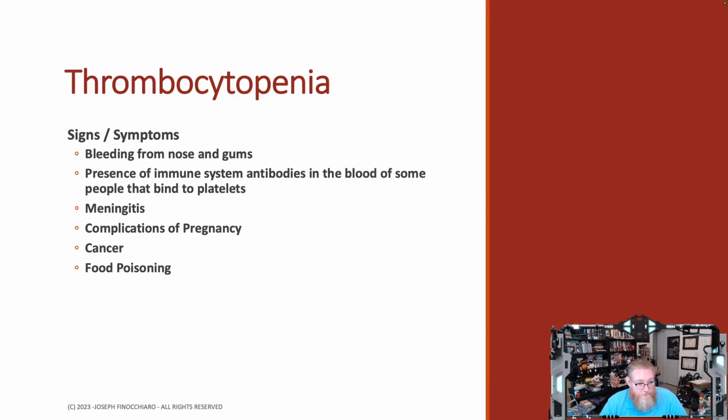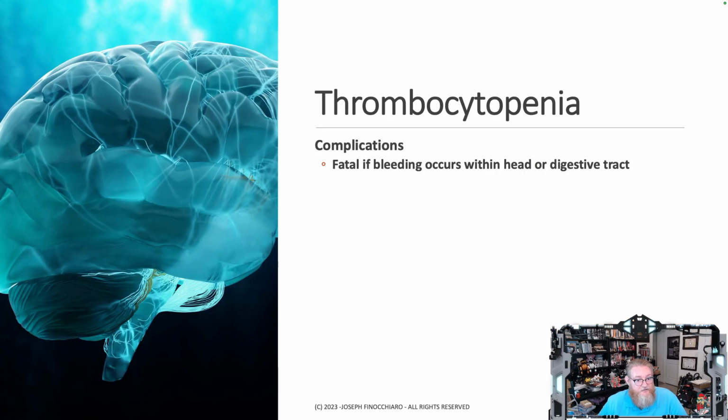Signs and symptoms of thrombocytopenia are bleeding from nose and gums, presence of immune system antibodies in the blood of some people that bind to platelets, meningitis, complications of pregnancy, cancer, and food poisoning. Complications of thrombocytopenia are the disease is fatal if bleeding occurs within the head or the digestive tract.